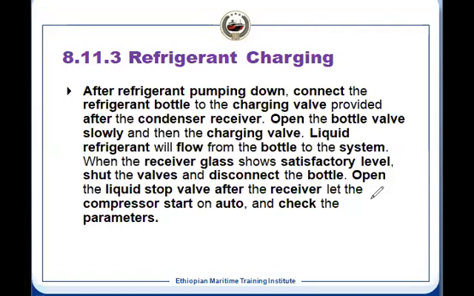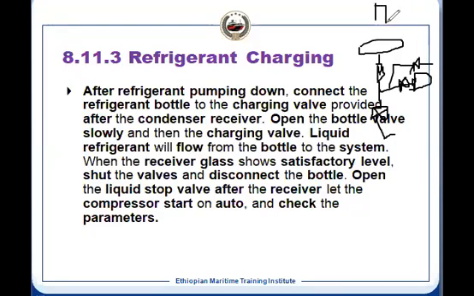Nowadays, many ships do not even provide gas charging, but you can have gas charging also. Gas charging is on the compressor suction side, whereas liquid charging is at the condenser outlet. This is the outlet of the condenser, and then it goes to the dryer, and the dryer will have isolating valves and a bypass valve. So the dryer will have an inlet, an outlet, isolating valves, and the bypass valve. This will be the liquid charging point, and the gas charging point will be at the compressor. Here is the suction valve.